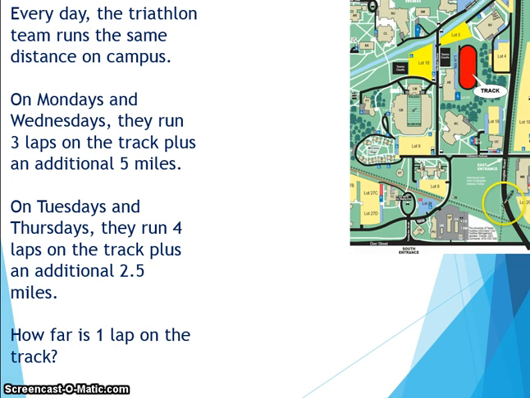Each day, the triathlon team runs the same distance on campus. So every day is equal. On Mondays and Wednesdays, they run 3 laps, so I'm going to put 3L, on the track, plus an additional 5 miles, so plus 5. So Mondays and Wednesdays are going to be equal to something. On Tuesdays and Thursdays, they run 4 laps, plus an additional 2.5 miles, so plus 2.5.